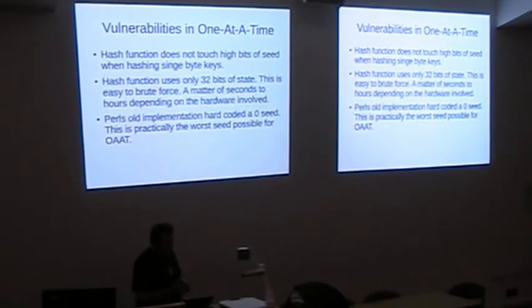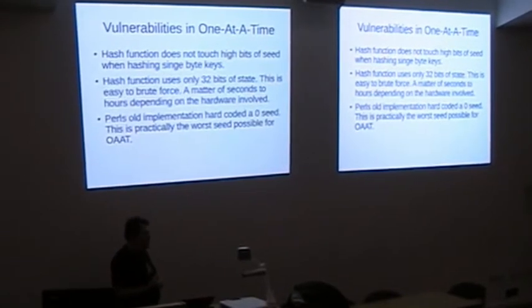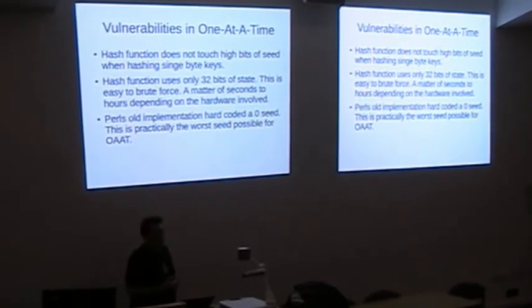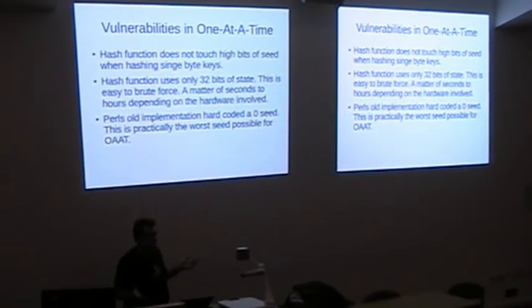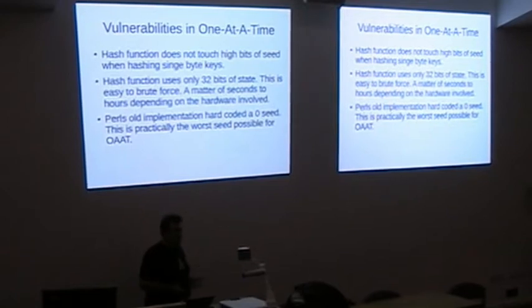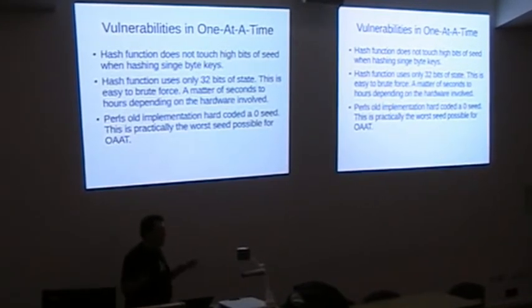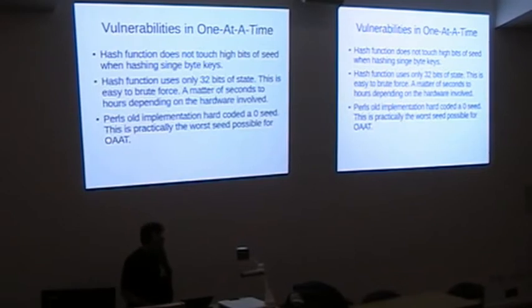The second problem is just that simple. It only uses 32 bits of state. You can iterate from 0 to 2 to the 32 on a modern laptop or a modern CPU in a few seconds. So you can then try every seed to see what it produces, relatively easily. So that fact alone by itself basically means that any 32-bit hash function is completely not up to scratch.